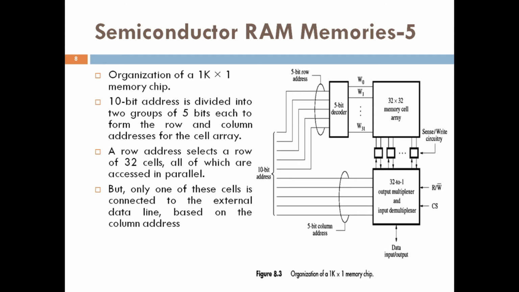So this is all about the organization of the memory chips. As we have seen two organizations here: one is the organization of bit cells in a memory chip, and one more is the organization of a 1K by 1 memory chip. So these are all the examples for the semiconductor memories.